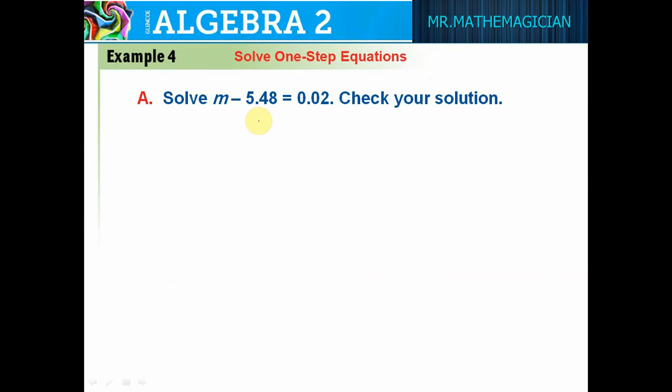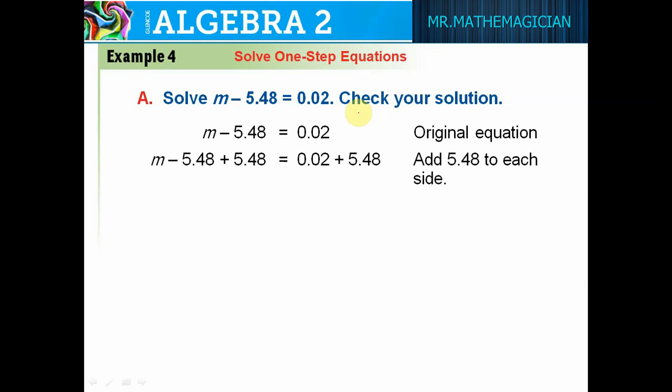Solve. Now, this is the main point in our lesson for today, solving linear equations. Solve m minus 5.48 equals 0.02 and check your solution. This is the original equation, and now we need m alone, so we need to get rid of the subtracted number 5.48. We will do it by addition. If we add 5.48 to both sides, it will give you 0.02 plus 5.48, which is 5.5. Or simply you can say, I can take this one to the other side with a positive sign and add, so m equals 5.5.